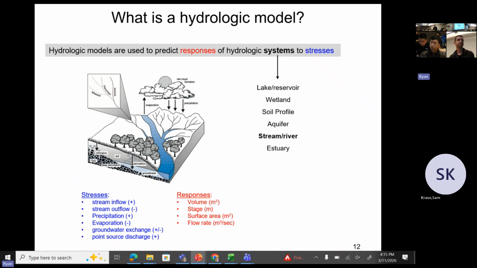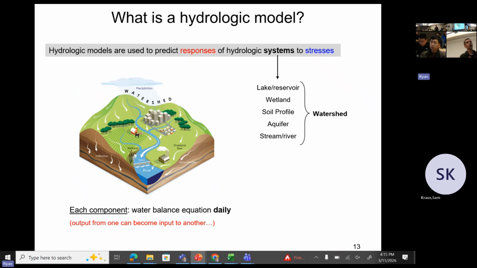lakes and reservoirs. Now, if we want to look at the whole watershed, we have, for example, five different types of systems we're looking at: lakes and reservoirs, wetlands, the soil profile, aquifer, stream, river. But for each of those, the same thing, you're just doing a water balance for these individual control volumes. And when you look at a watershed, you can have water going from one of these components to another.